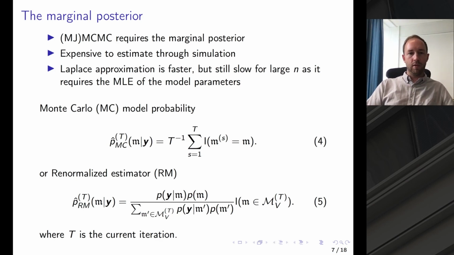But once we have some way of obtaining the marginal posterior of the model, we can then calculate either the Monte Carlo model probability, which is just the relative frequency of how often we stop at this particular model. And we also have the more quickly converging renormalized estimator, which is just using Bayes' theorem to calculate the model's marginal posterior, or the model probability. And in these formulas here, we have T, which is the current iteration we're at. So we can calculate these for each step in the process.